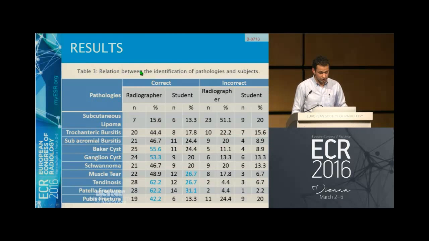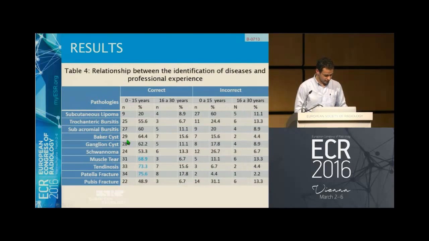Here we have the relation between the identification of pathologies and their subjects. These are some of the pathologies that we chose. You can see here that we have some cysts, some pathology regarding fractures, and the tendons. One of the highest correct answers is regarding the cysts. This may be related to the training that they have during their degree.